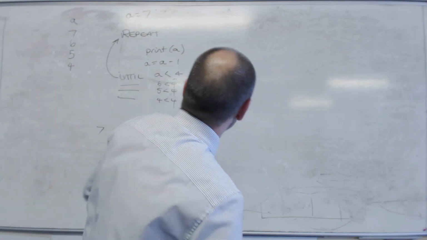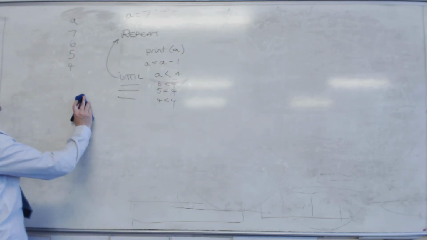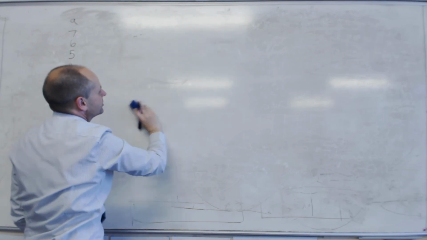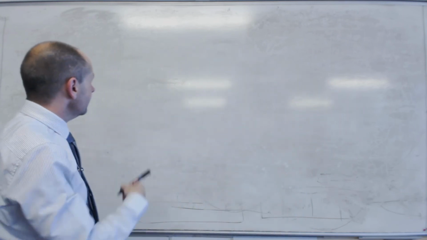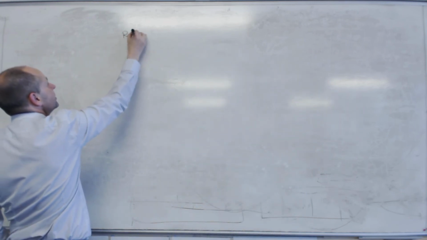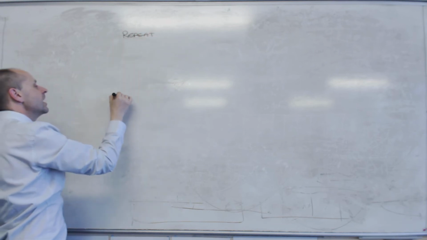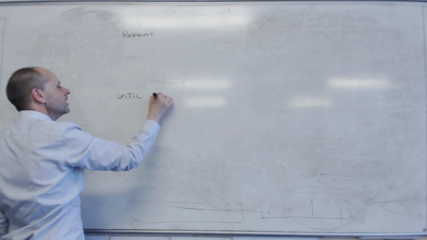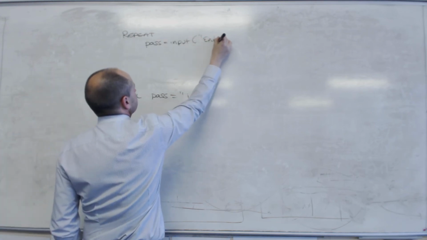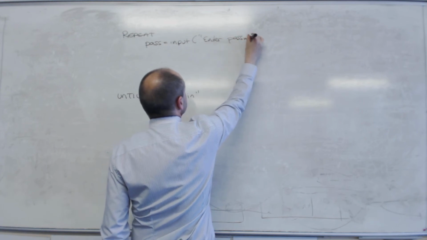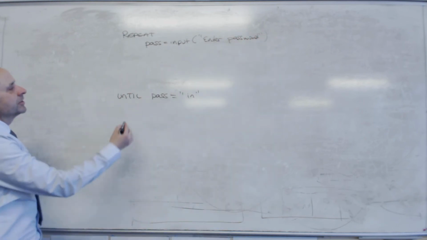Now, one thing that this is super useful for is things like passwords. If you've got an action where you know you need to do a set of steps at least once, that's what a repeat until is actually very useful for. So you can say until pass equals, I've got a dumb password called in. So I'm going to ask someone to input a password. And I'm going to check.